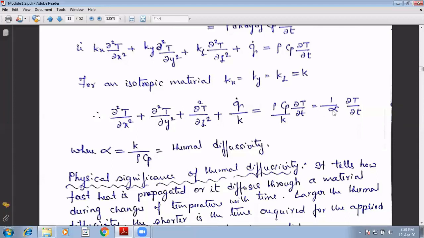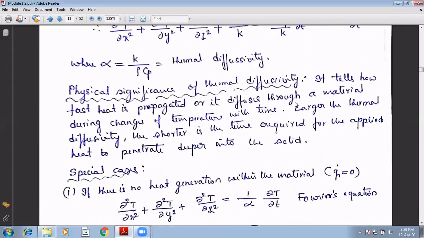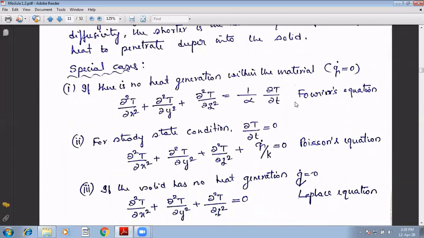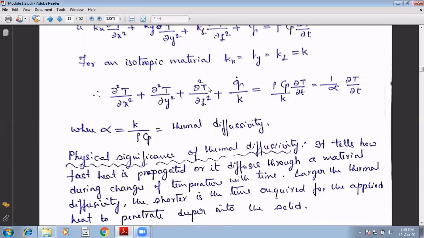Now what is this alpha? Alpha is nothing but k over rho into Cp. That is termed as thermal diffusivity. Thermal diffusivity indicates how fast the heat is propagating. It means that the greater the value of alpha, the lesser the time taken. Now this expression is considered as the three-dimensional heat conduction equation in Cartesian coordinates.